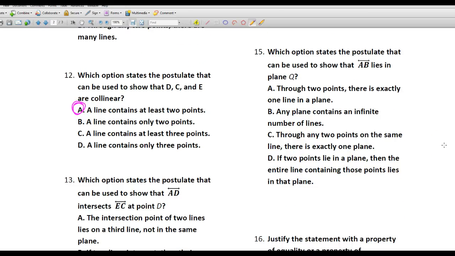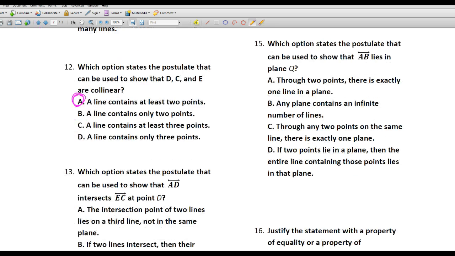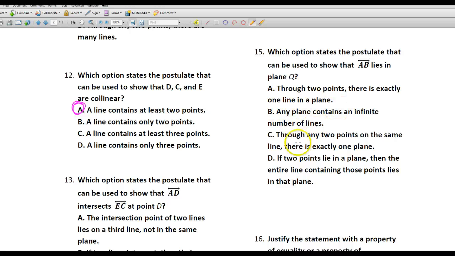And number 15, which option states that line AB lies in plane Q? So if we look at plane Q, there's A and B, so the points A and B are in the plane, therefore the line containing those points will also lie in plane Q. And there it is, D. If 2 points lie in a plane, then the entire line containing those points lies in that plane.